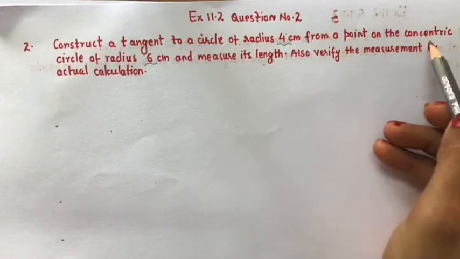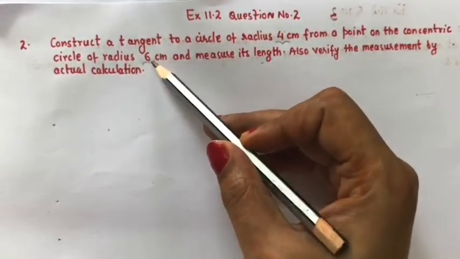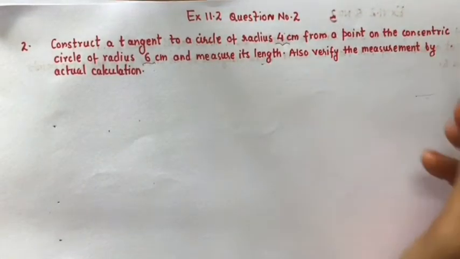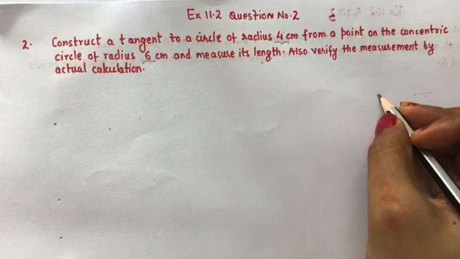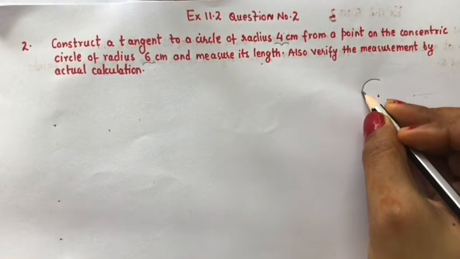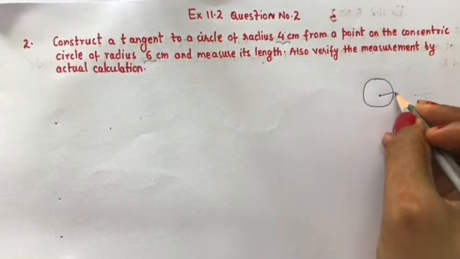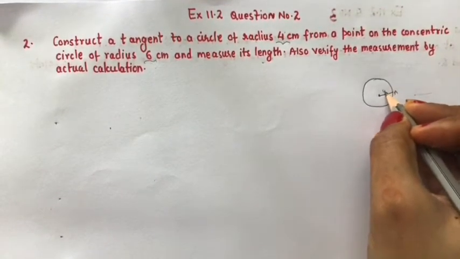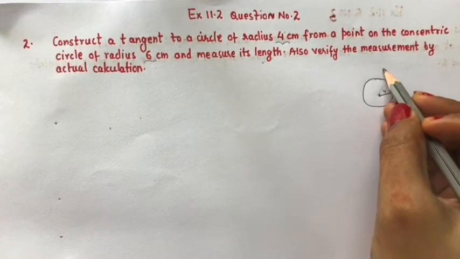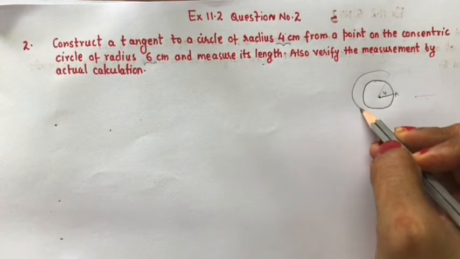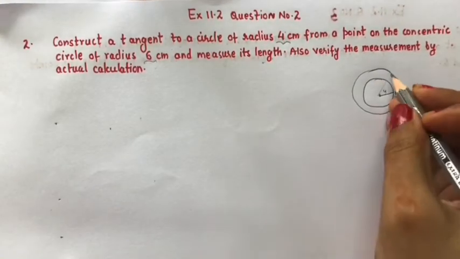What you need to draw is two circles of 4 centimeter and 6 centimeter, and they must be concentric. Concentric means same center. First we will draw a circle of 4 centimeter, right? Then with the same center, I will draw a circle of radius 6 centimeter.